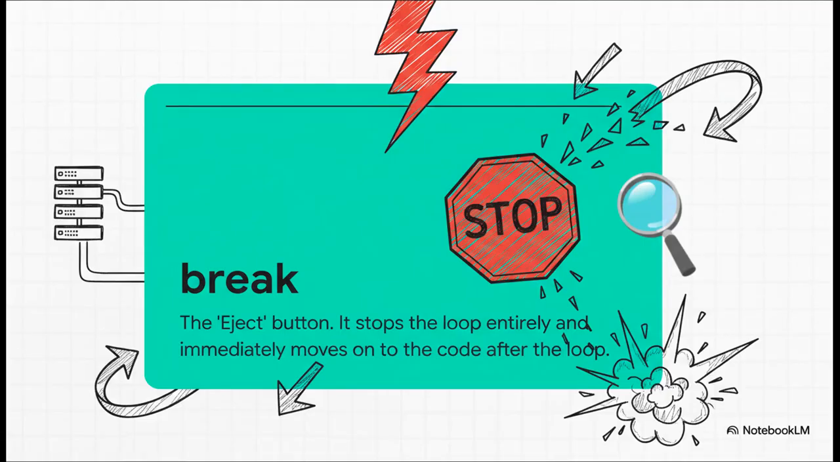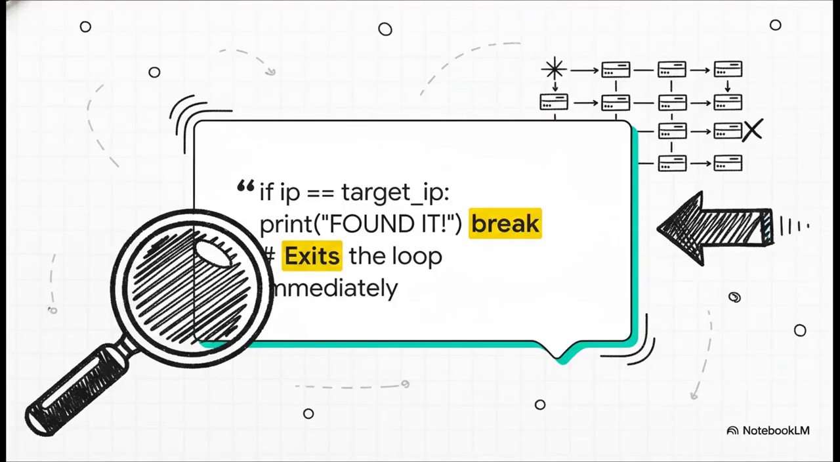Okay, now for the other button, the big red eject button. This is break, and this one is way more dramatic. When your script hits break, it doesn't just skip the current thing, it terminates the entire loop. Right then and there, it's game over for the loop. And this is all about being smart and efficient. Imagine you're searching a huge list of IP addresses for just one specific target. The moment you find it, why would you waste time checking the rest of the list?